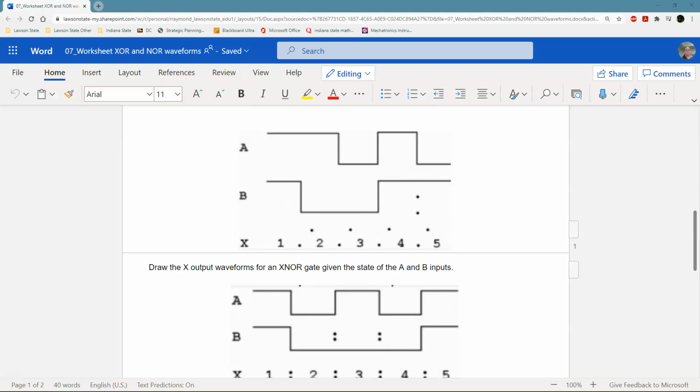So let's go back and observe. We've got a 1 and a 1, a 1 and a 0, a 0 and a 0, a 1 and a 1, and a 0 and a 1. So my output signal should be low, high, low, low, high. Y'all see what I just did?